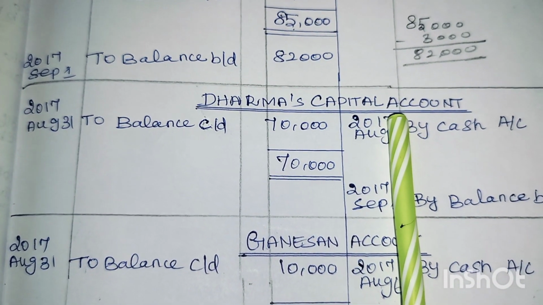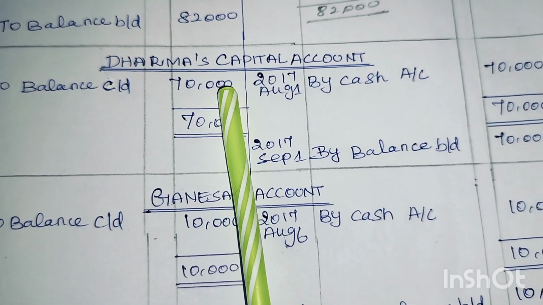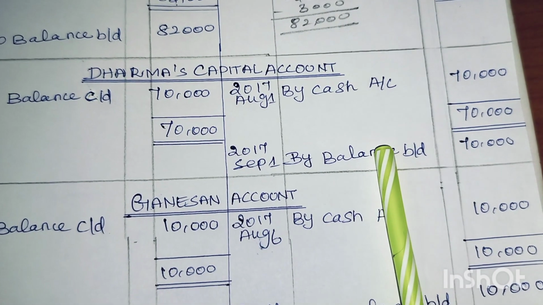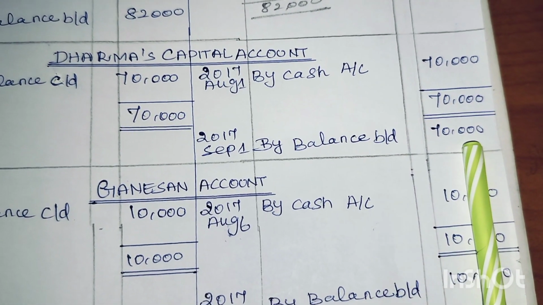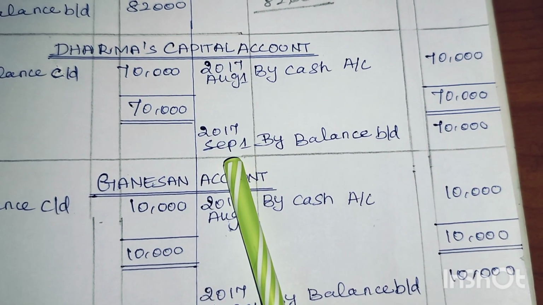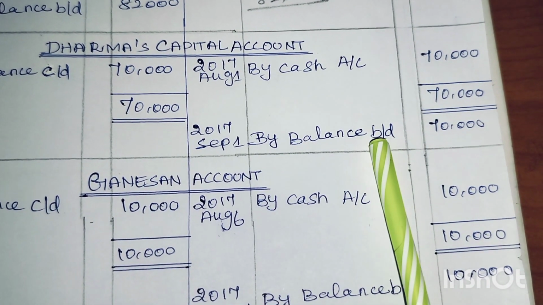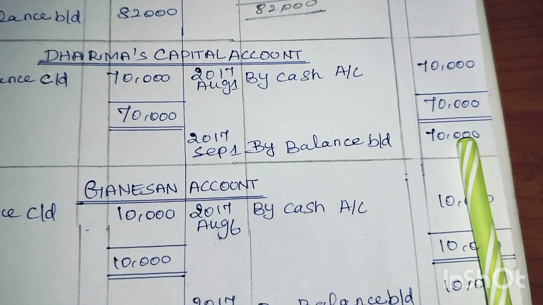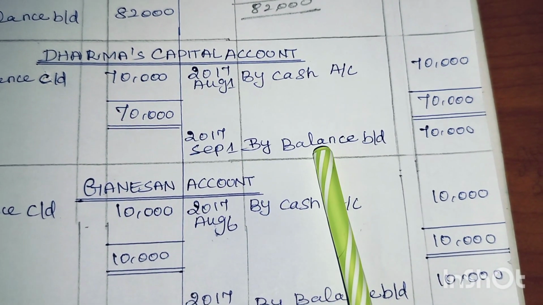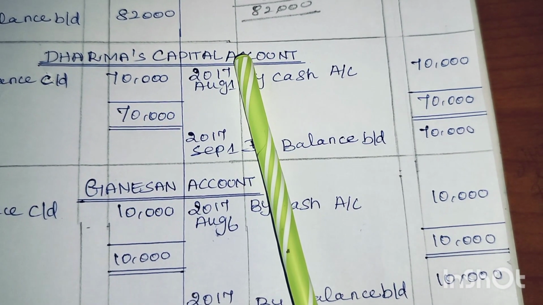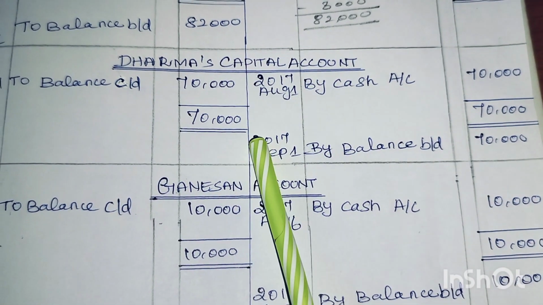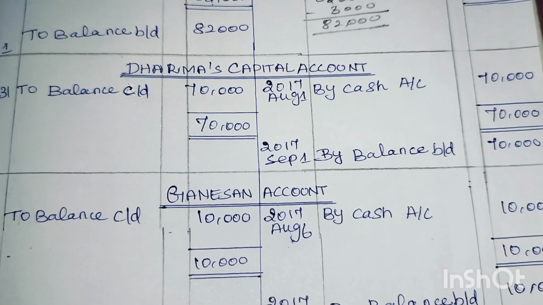Then what we do? We take this 70,000 and bring it down to the opposite side, below the total value. Dated 2017 September 1, by balance brought down 70,000 rupees, which means this is the opening balance of Dharma's capital account for the next accounting period. So Dharma's capital account is posted in the ledger account.